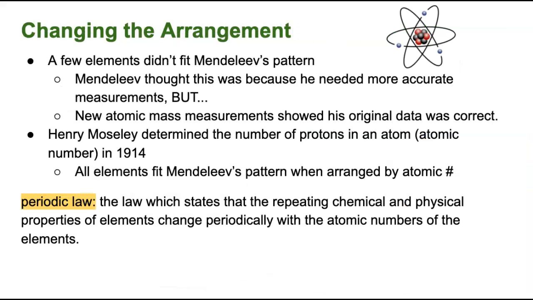Back in that time, there were some elements that didn't exactly fit into Mendeleev's pattern. Mendeleev was so confident that he was right, though, that he thought this was actually because the elements hadn't been properly discovered and documented. He didn't think it was him. He thought it was the science behind what they knew about those elements, and he actually was right about that. New atomic mass measurements showed that his data was right, and the original data for those elements was wrong.